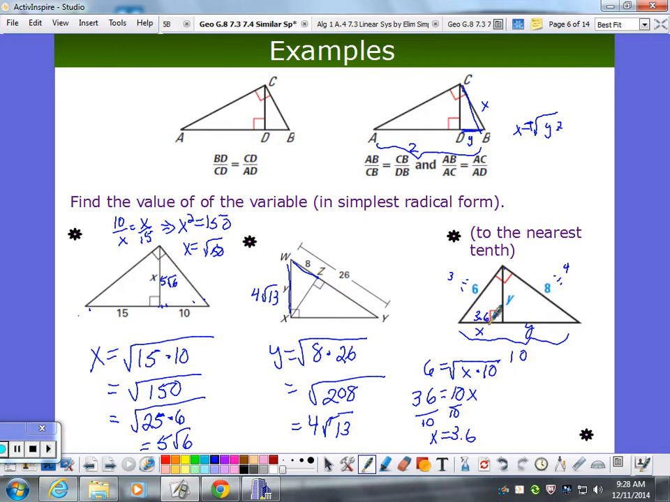If the whole thing is 10 and this piece is 3.6, what's the other piece? It's 10 minus 3.6, right? Yeah, 6.4. Now I have two pieces. So y is the geometric mean of this and this. So I'm going to multiply those two things and take the square root.